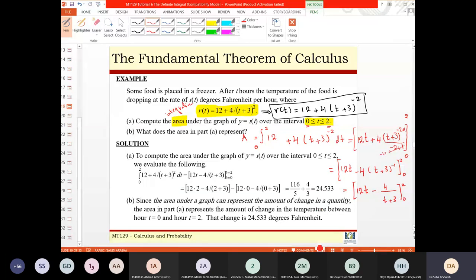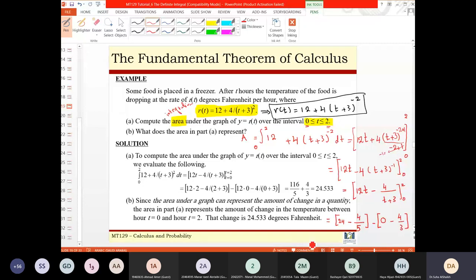So this is my integration. Now I have to substitute with the 2 now minus the substitution with the 0. So نعوض بالاثنين. It will be 12 with 2, which is 24. Minus 4. A 2 will make this 5. And the substitution with the 0 minus the substitution with the 0. Change the t with the 0. This will be 0. This will be minus 4 على 3. Correct? Do the calculations. Use your calculator to find the answer.